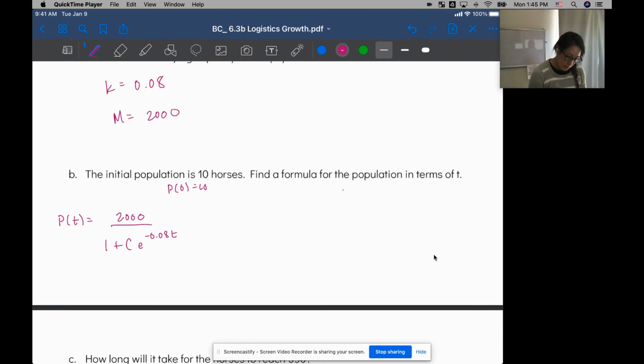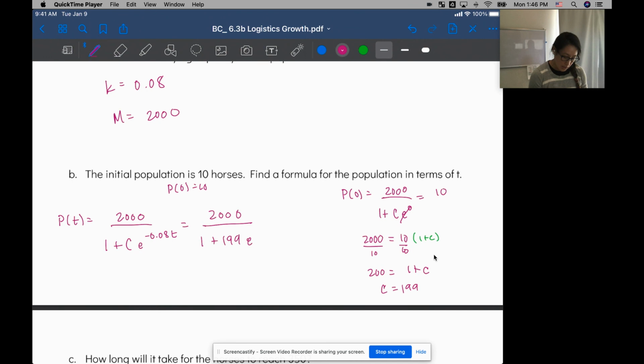So I'm going to go ahead and do that on the side. So P of 0 is equal to 2,000 over 1 plus C e to the 0. Okay. So, and that is equal to 10. Multiply both sides by 1 plus C. So 10 times 1 plus C is equal to 2,000. Divide by 10, so 200 is equal to 1 plus C. So C is equal to 199. So now we can go ahead and substitute in the C value. So 2,000 over 1 plus 199 e to the negative 0.08 times t.